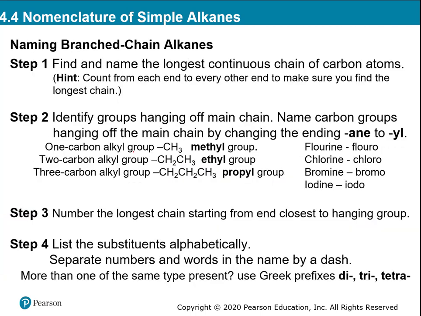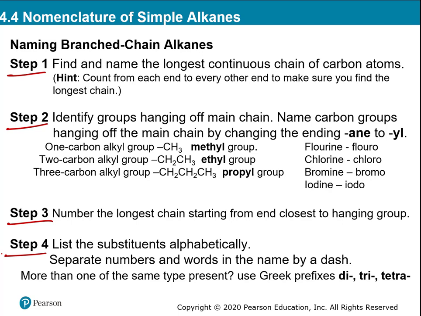Okay, so let's do a couple of them. Here are always the steps, so this is something that you can go back and look at. One, find the longest continuous chain of carbon atoms. And I always give you this hint: count from every end. Sometimes it doesn't have to be in a straight line. So you could have a chain go down and across and back up, okay?